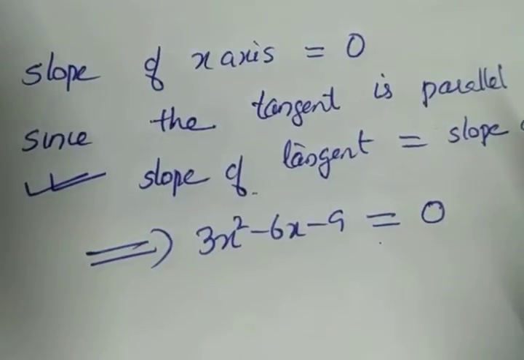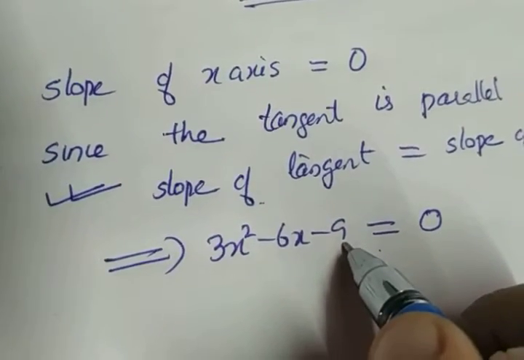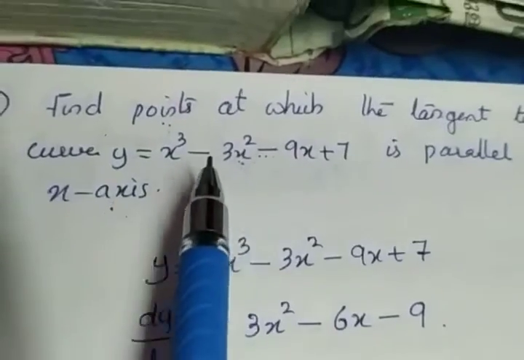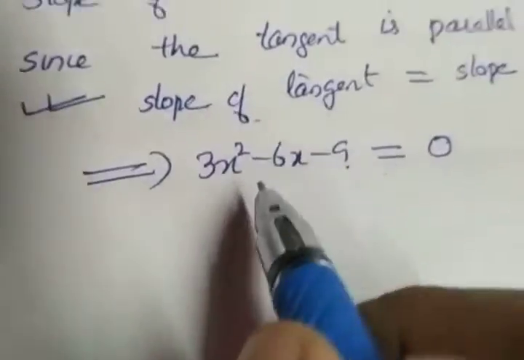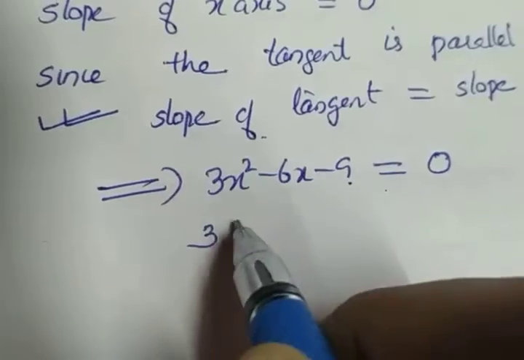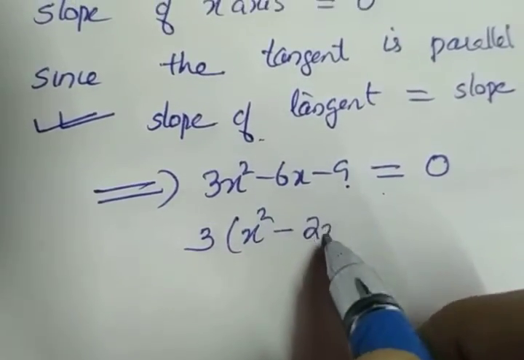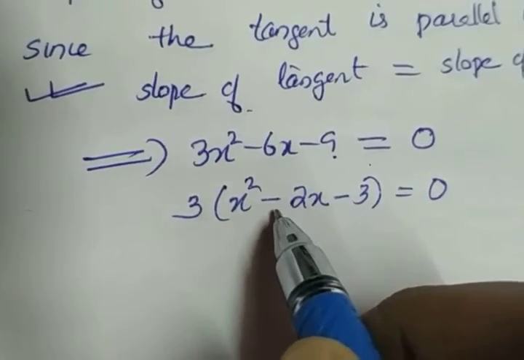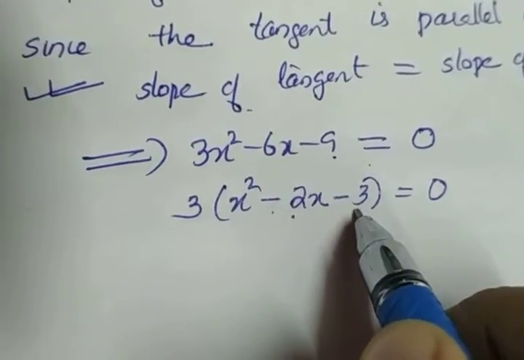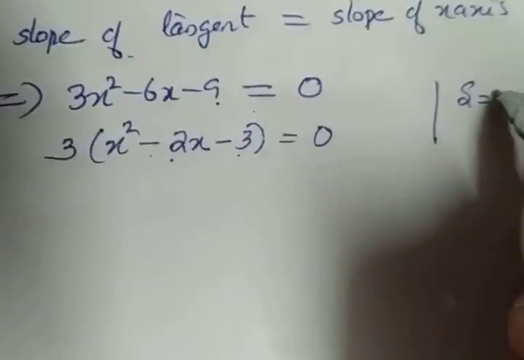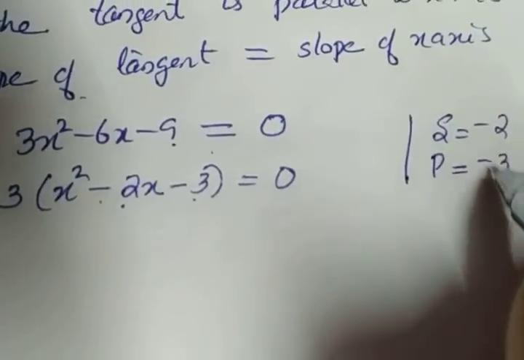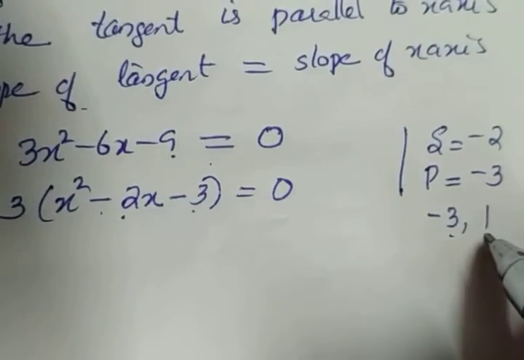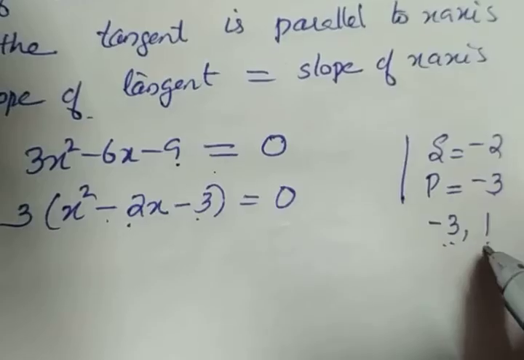We require the points. That means from this equation we have to calculate the value of x and find the corresponding y value by substituting in the curve. To find the value of x, we can take 3 outside. The balance is x square minus 2x minus 3 equal to 0. We have to find two numbers so that the sum is minus 2 and product is minus 3, which are minus 3 and 1.